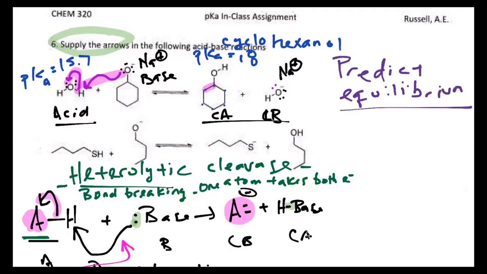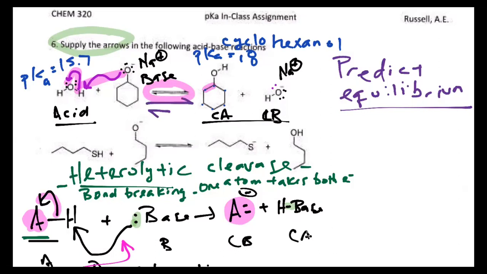So when we predict an equilibrium, which side is going to be favored? The side where the pKa is higher. Equilibrium always favors the weaker acid, right? So which one of those two is the weaker acid? Cyclohexanol. So the equilibrium arrow is right here. I can draw them like this, where the large arrow goes to that side and the smaller arrow comes to that side.